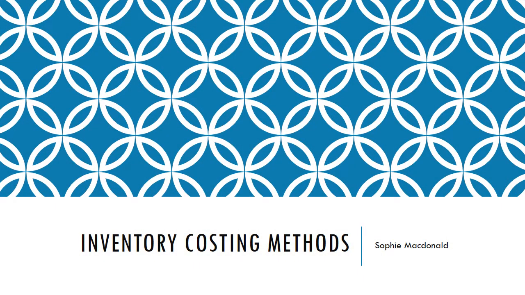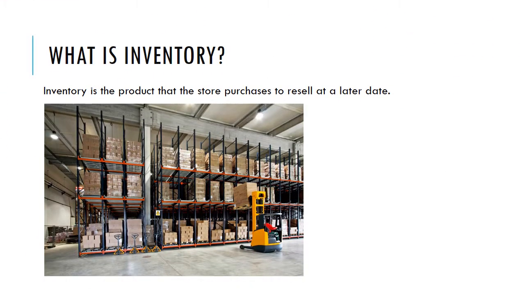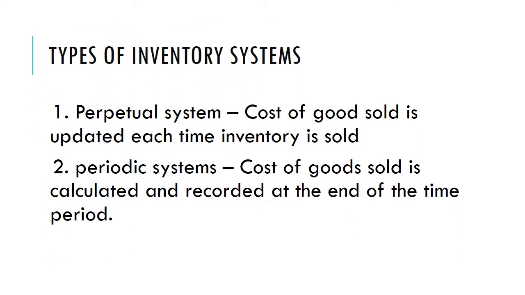Today we'll be discussing inventory cost. Inventory is the product that the store purchases, for example food or clothes, which they resell at a later time. There are two types of inventory systems that are used to calculate the cost of goods sold.